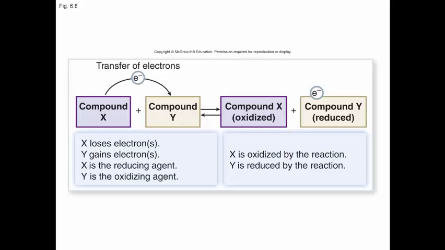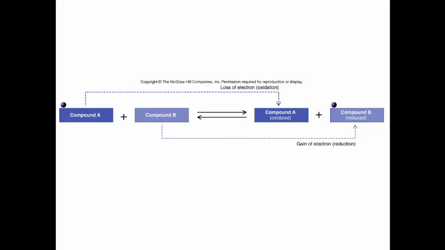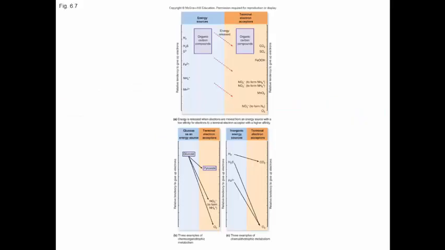Electron carriers. Well, let me show you something here. Now, you see how these are simple situations. Compound A becomes oxidized. It loses an electron. Compound B gains an electron. It is said to be reduced. Now, you see this listing here for figure 6.7. Don't lose a lot of sleep on this one. This is to give you some understanding.